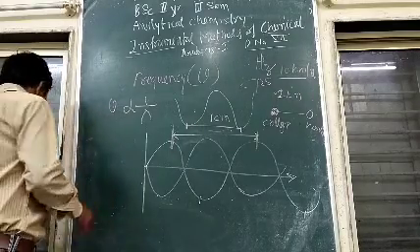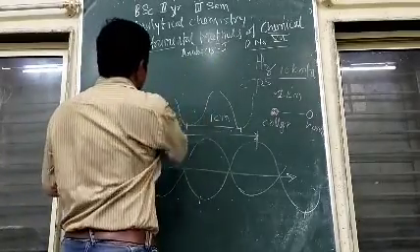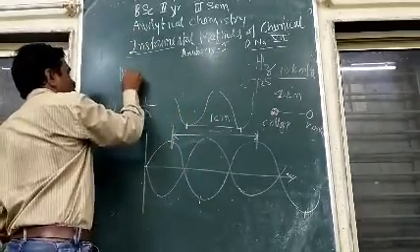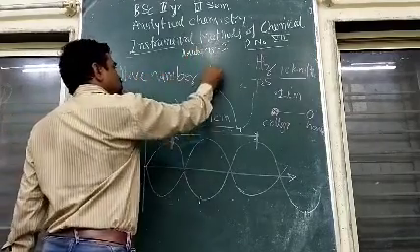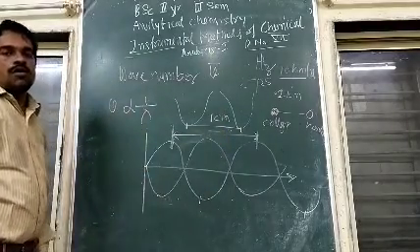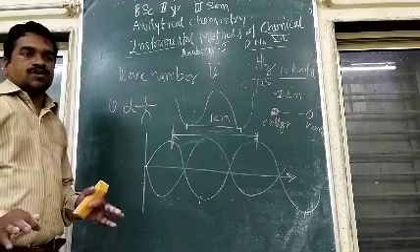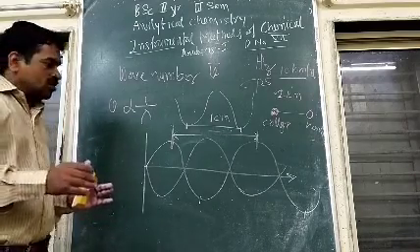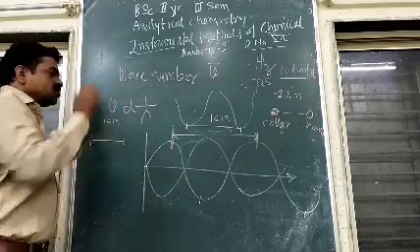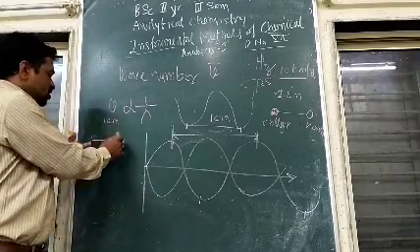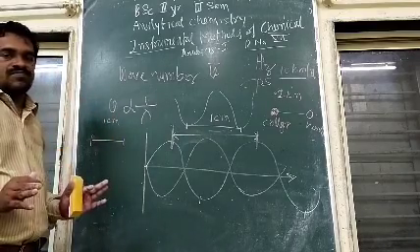Okay. Now the third term which we use to describe or characterize a wave is wave number. It is denoted by nu bar. Now wave number is the number of waves per centimeter. We have to take 1 centimeter length. Then how many waves will be accommodated in this 1 centimeter length? That is called wave number.